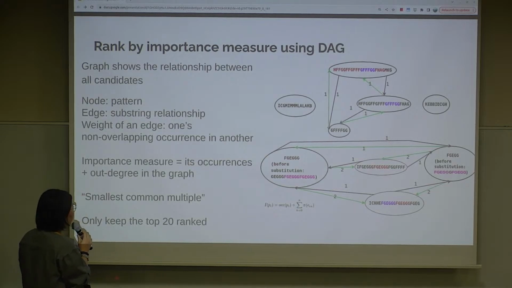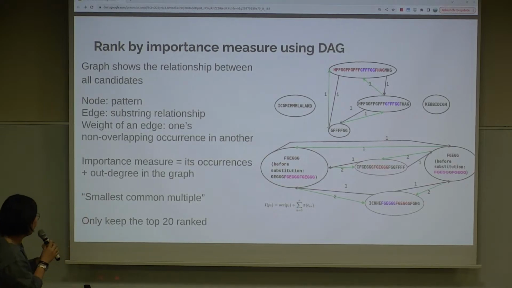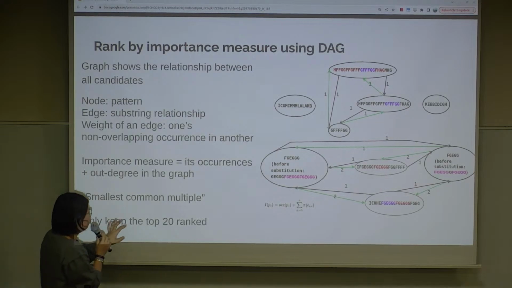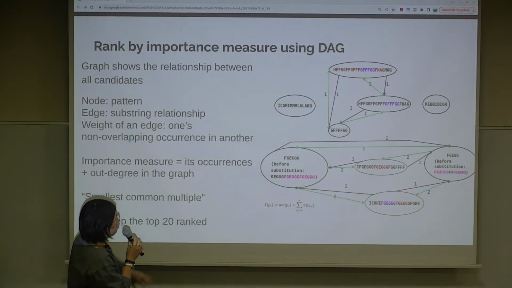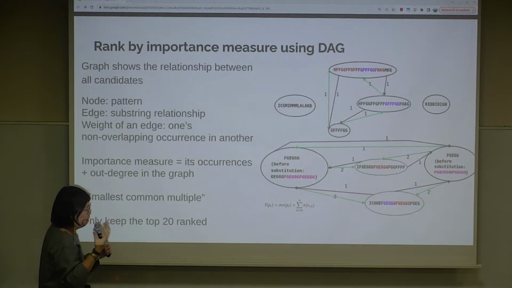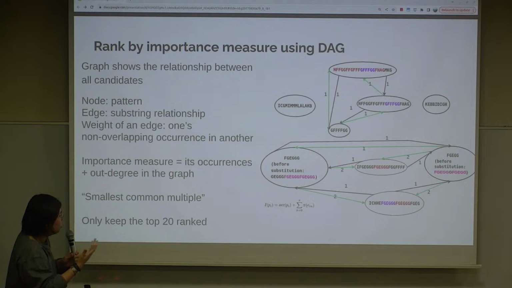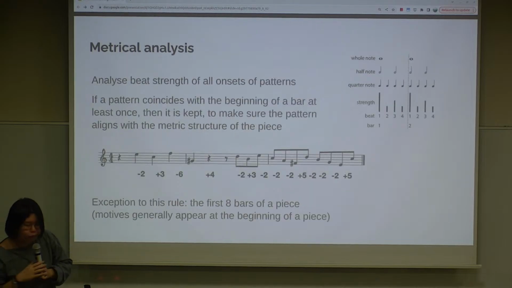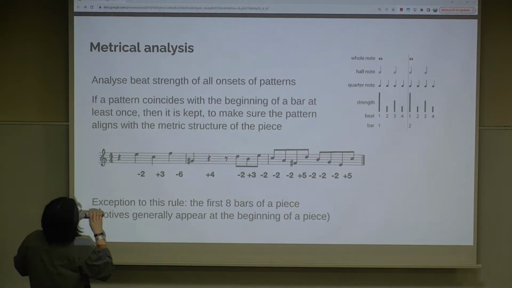So we are trying to find the smallest common multiple again, and we only keep the top 20 ranked in this graph, to make sure that there are not too many patterns. But actually, sometimes in the end, we only have 3 or 5 patterns that survive, and those are usually very meaningful. Finally, we made a metrical analysis.